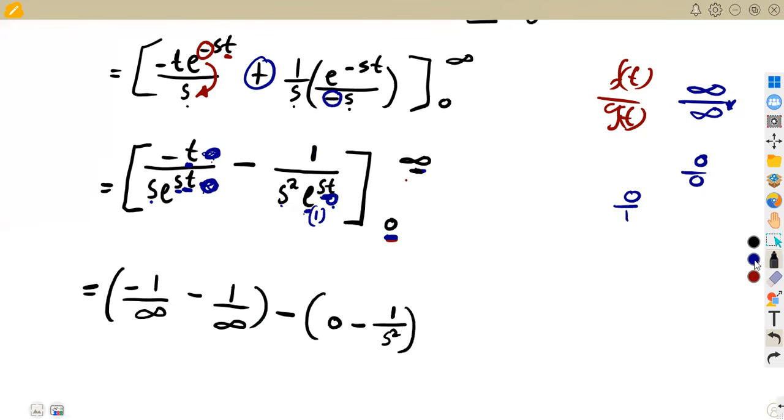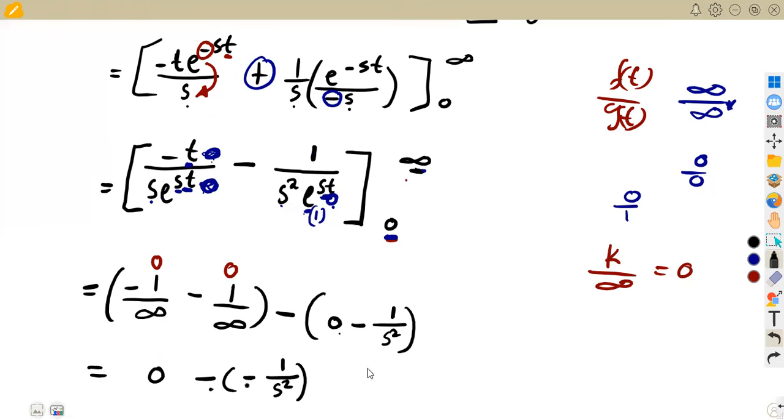All right. Knowing that from our limits, we said k over infinity gives us a 0. So this one is going to be 0. This one is going to be a 0. So that's 0 minus 0, minus 1 over s squared. We are going to obtain minus 1 over s squared.